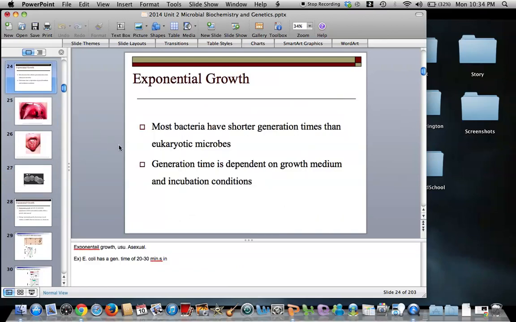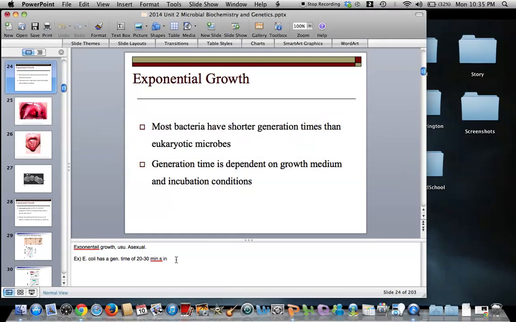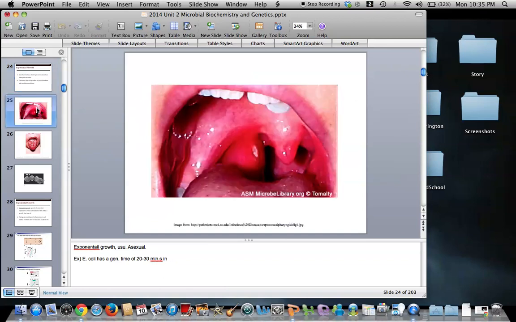Alright, exponential growth. Most bacteria have shorter generation times than eukaryotic microbes. E. coli is the best example. It has a doubling time of about 20 to 30 minutes, and so it grows really fast, whereas yeast are 90 minutes or longer. Generation time is dependent on the growth medium and incubation conditions. So whatever medium we put it in, I just put some yeast in minimal media, and it triples their doubling time or something ridiculous. So it can be quite a significant impact.